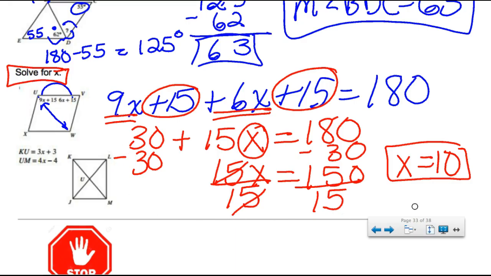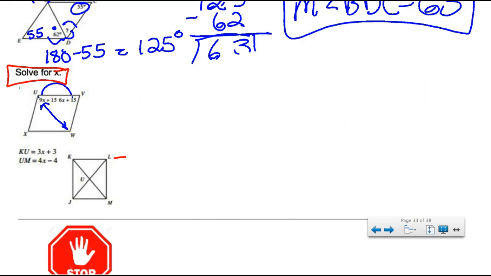And the very last one, let's go see if we can figure out what this one's saying. KU. Notice there's no bar over that. Remember, we've talked about how when it's like that, it means it's length. So from K to U is 3x plus 3. I'm going to put a little red dot on there. And from U to M, I'm going to put a little blue dot on there, is 4x minus 4. What did I tell you about the diagonals on a parallelogram? I said they bisect each other, meaning they get cut into 2 equal pieces. So this is equal to this.